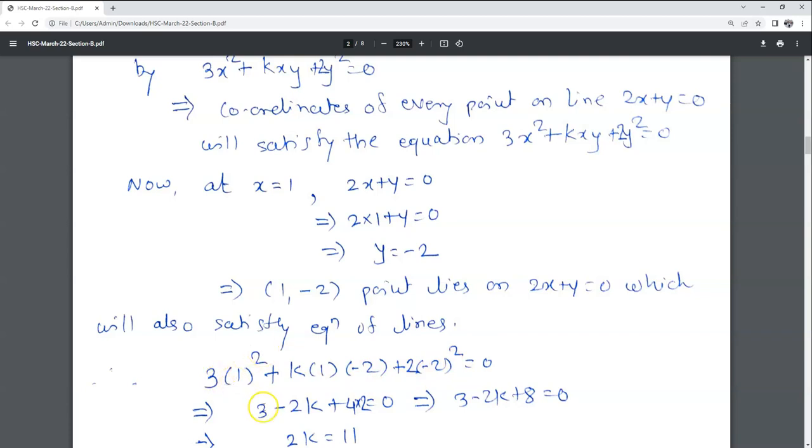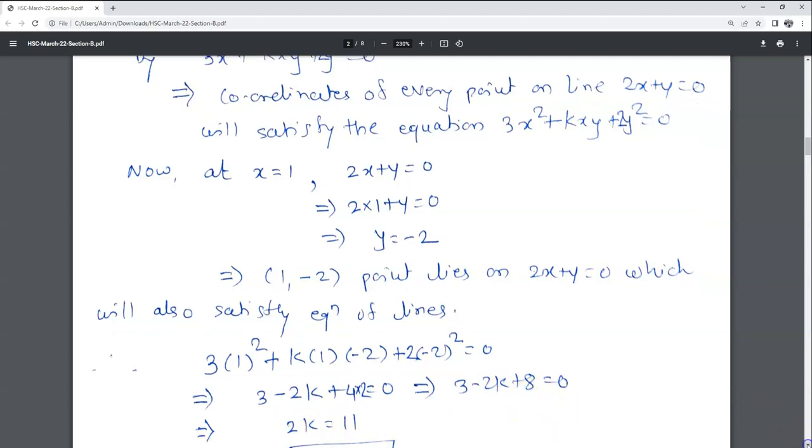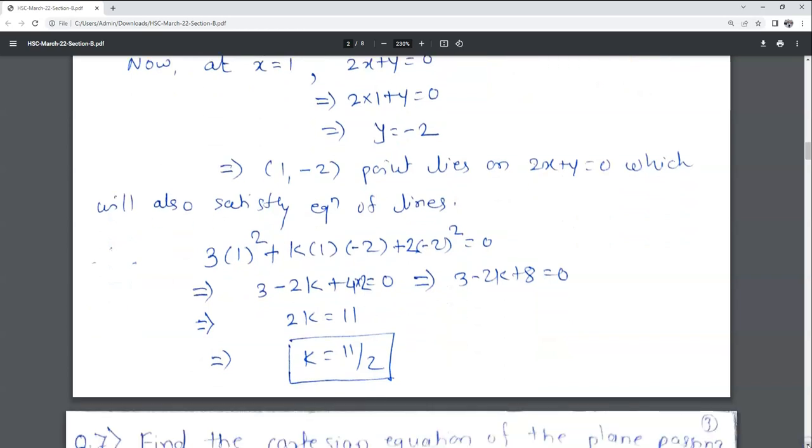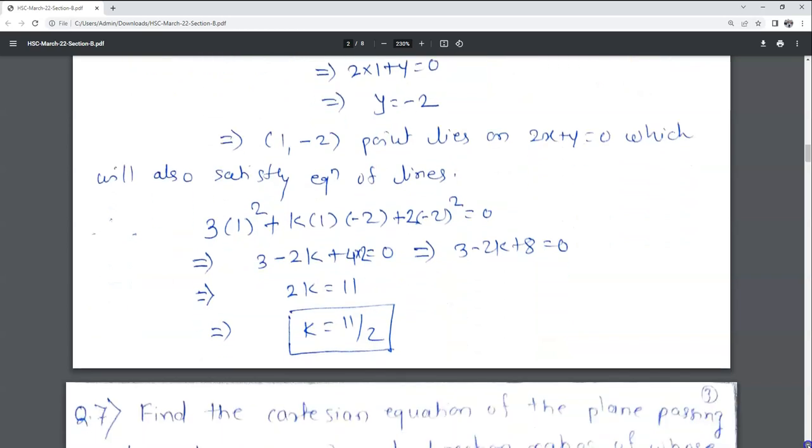So 3 into 1 square is 3. 2 into minus 2 into 1 is minus 2k. Minus 2 square is 4, 4 into 2 is 8. So 3 minus 2k plus 8 is equal to 0. Then 3 plus 8 is 11. So minus 2k plus 11, that is 2k is equal to 11. So k will be 11 by 2. Easy? Very easy, right?